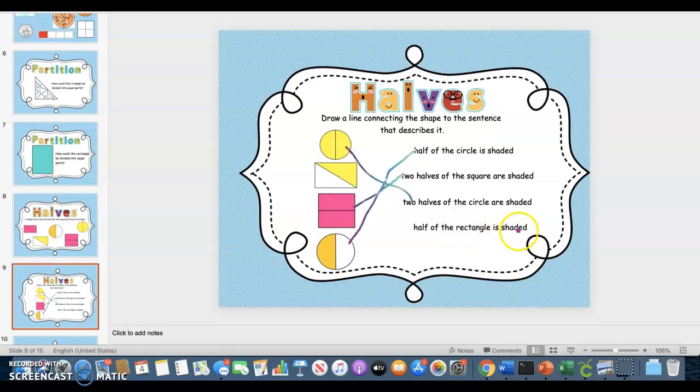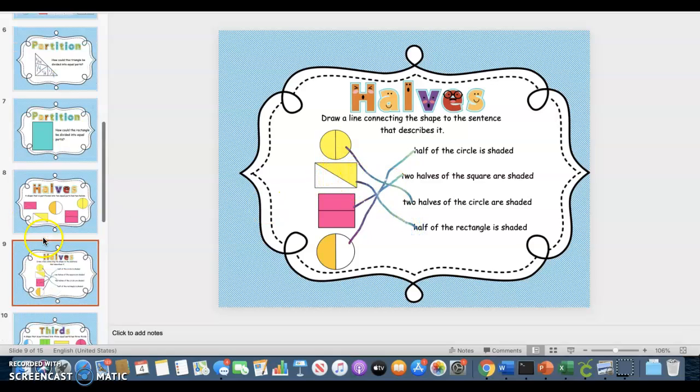2 halves of the rectangle is shaded. Oh, not 2 halves, excuse me, 1/2. Just half of the rectangle is shaded. Well, there's the last one. It's a rectangle and only half of it is shaded. Good job. Let's keep going.